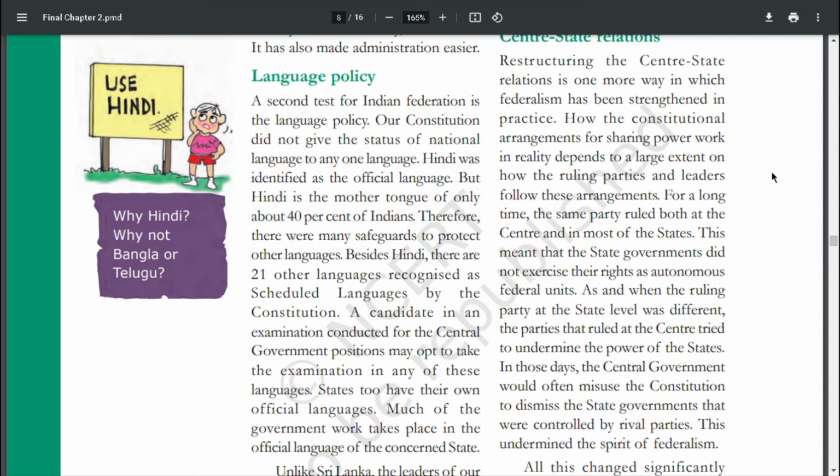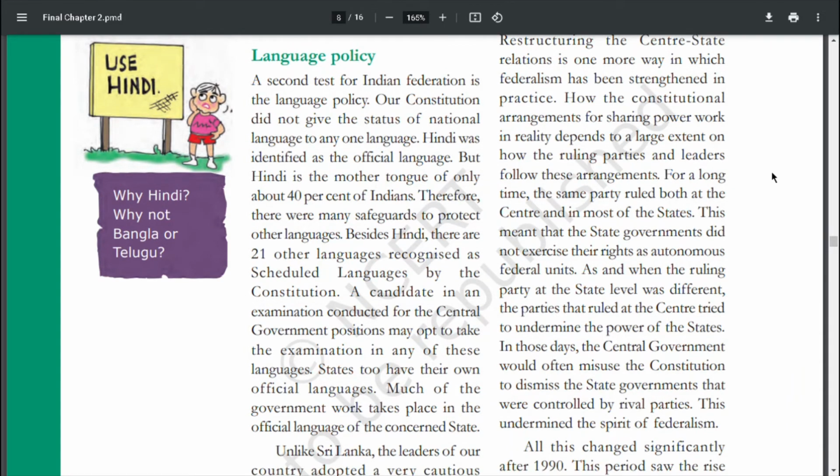As and when the ruling party at the state level was different, the parties that ruled at the center tried to undermine the power of the states. In those days, the central government would often misuse the Constitution to dismiss the state governments that were controlled by rival parties. This undermined the spirit of federalism.